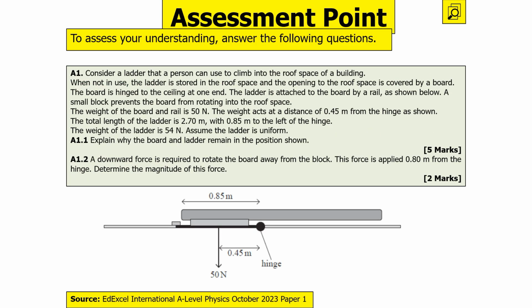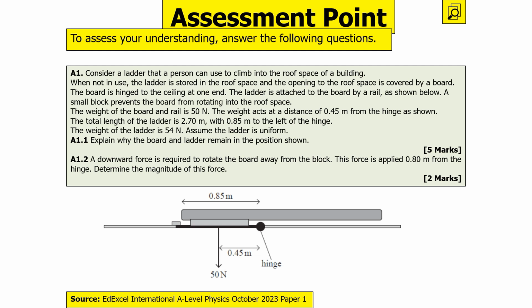The next question says, consider a ladder that a person can use to climb into the roof space of a building. When not in use, the ladder is stored in the roof space and the opening to the roof space is covered by a board. The board is hinged to the ceiling at one end. The ladder is attached to the board by a rail as shown below. A small block prevents the board from rotating into the roof space.